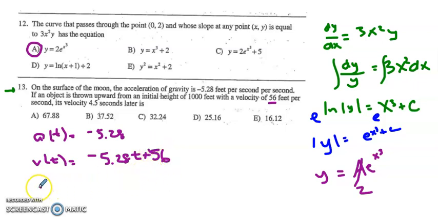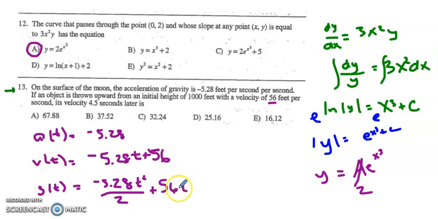And then I'm going to integrate that to position, which is going to give me negative 5.28 t squared over 2 plus 56t plus my initial height of 1,000. And now I'm realizing that I didn't even have to get the position, because they want the velocity 4.5 seconds later, which means I've got to plug 4.5 into my velocity equation.